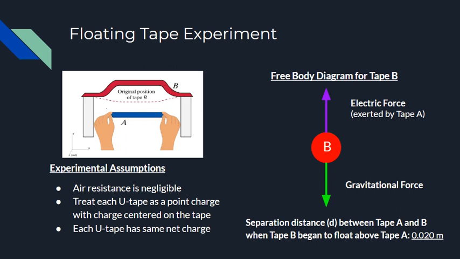The gravitational force holding tape B down will be equal to the electric force exerted up on tape B due to tape A. The separation distance between the two tapes right when tape B began to float was 0.02 meters.